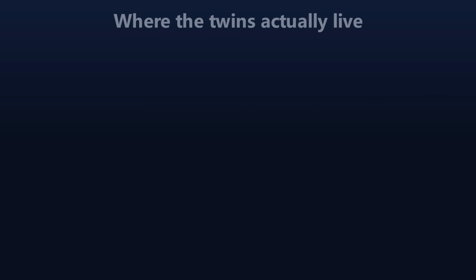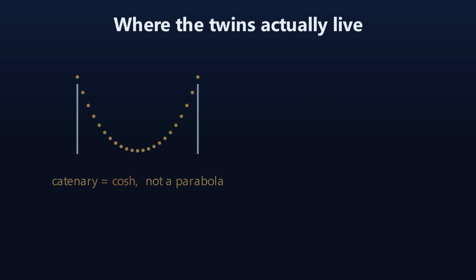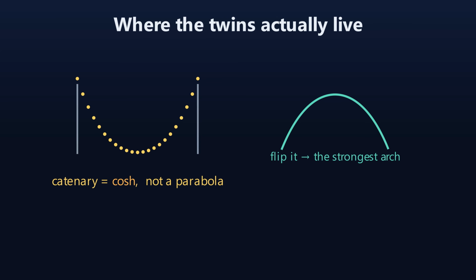Hang a chain, or a power line, loosely between two poles, and the curve it settles into is not a parabola as everyone assumes. It's a hyperbolic cosine, the shape we call a catenary. Flip that curve upside down and you get the strongest possible arch. And in Einstein's relativity, motion near the speed of light is described not by circular rotation, but by hyperbolic rotation. The twin functions run the universe at its extremes.